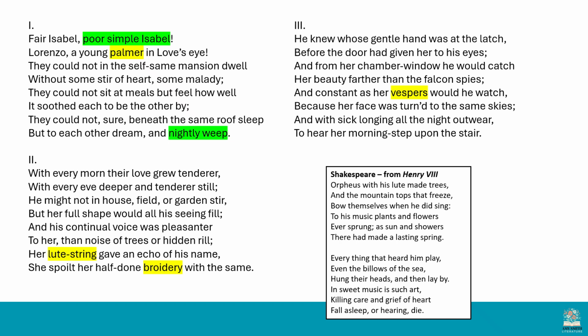So Lorenzo knew whose gentle hand was at the latch before the door had given her to his eyes. So before the door even opens, he knows if Isabella's on the other side. And from her chamber window he would catch her beauty farther than the falcon spy. So he can see her from a huge distance. Don't know if that's a little bit creepy and ominous.